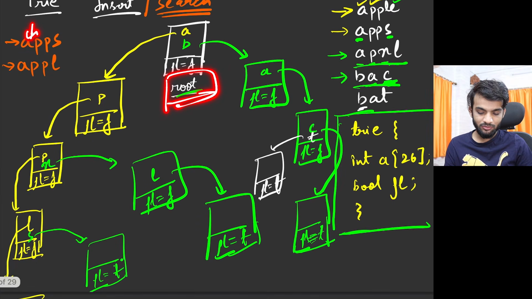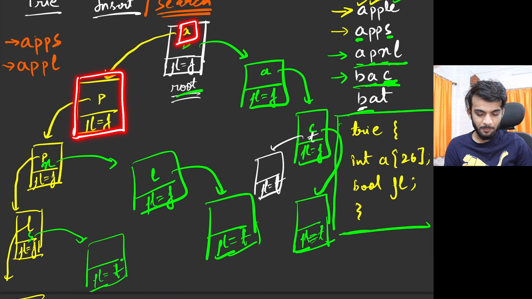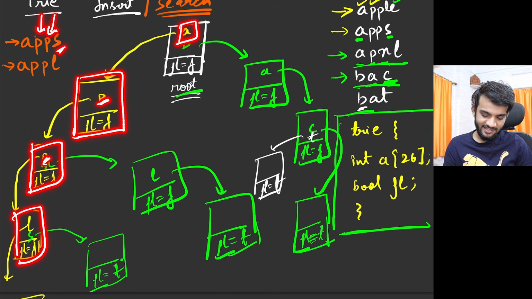Does A exist? Yes, A exists. Reference variable? This one. Does P exist? Yes, P exists. Reference variable? This one. Does P exist? Yes. The reference variable, this one. Does S exist? Yes. The reference variable, this one.